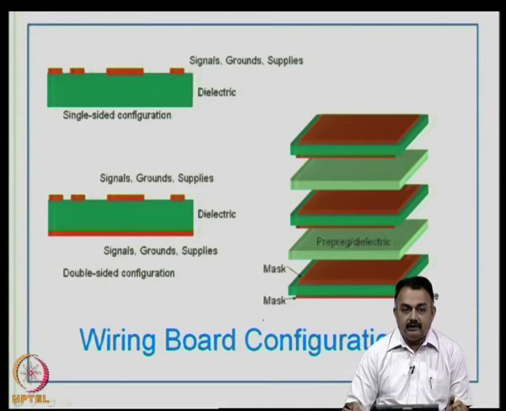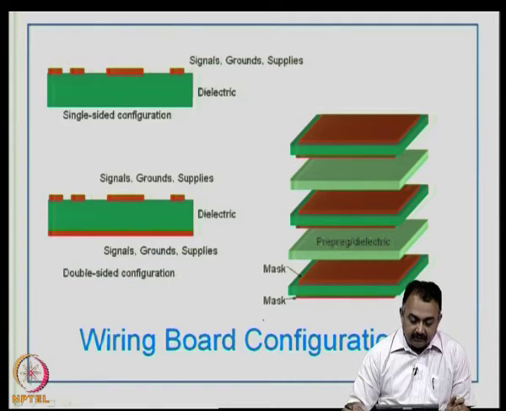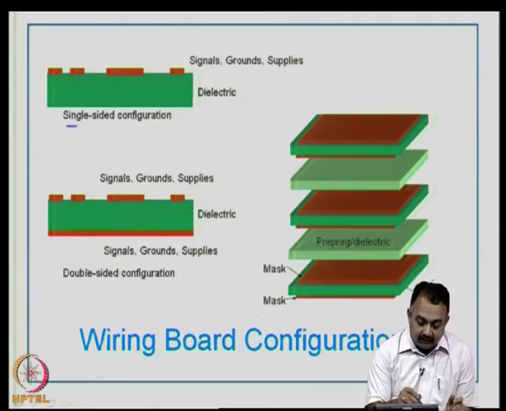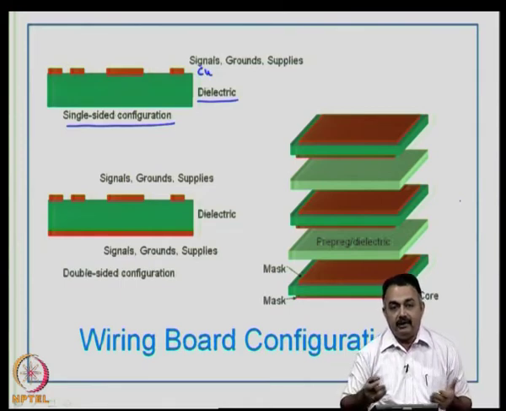Now, as a designer, you must also be aware of the stacking of electrical layers, as is seen here in this picture. I have briefly shown this picture in the last class also. What it basically means is that in a single sided configuration like this, you will have a dielectric layer and you will have a copper layer in which the signals, the ground and the supply lines will be designed. Obviously, because it is a single sided board, the area of the board might be larger.